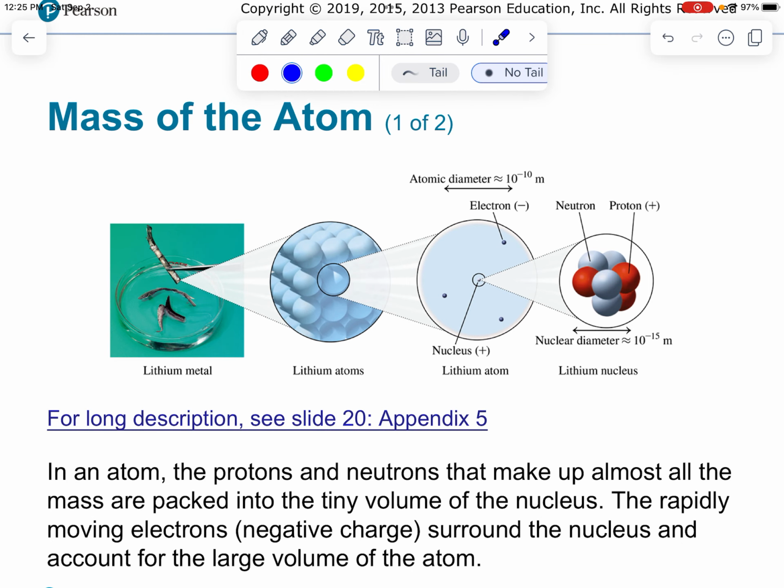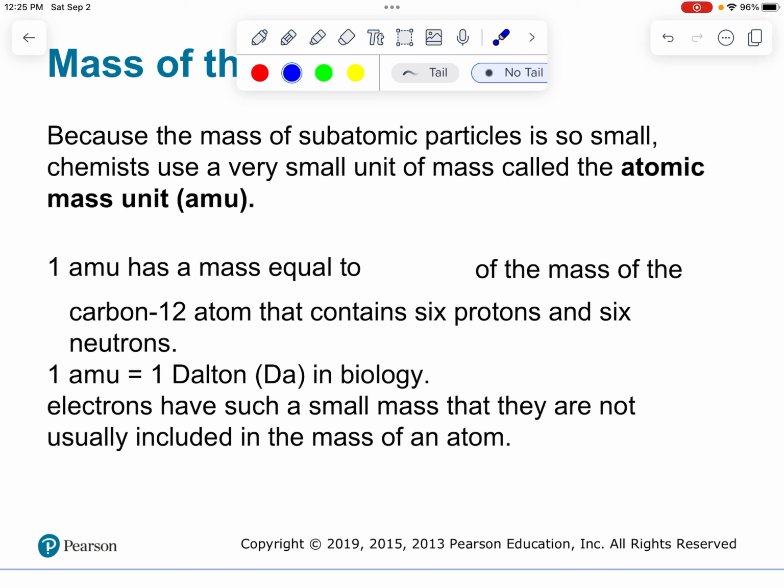So in an atom, the protons and the neutrons that make up almost all the mass are packed into this tiny volume. We call that the nucleus. The rapidly moving electrons surround the nucleus and account for the vast majority of the volume of the atom. Because the mass of subatomic particles is so small, chemists use a very small unit of mass to describe them. Those are called AMUs, or atomic mass units.